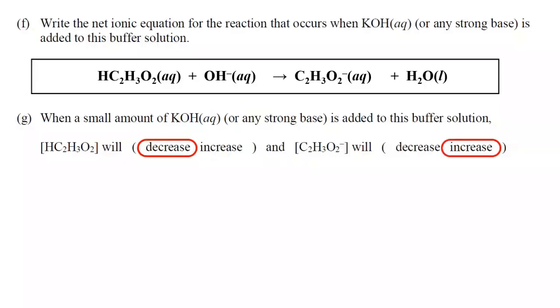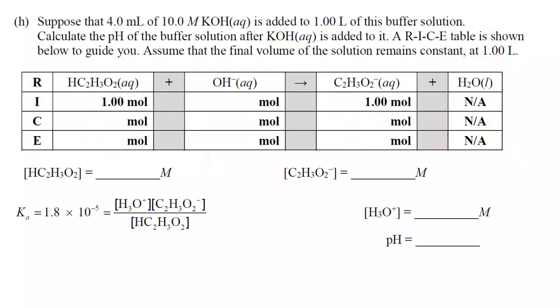Now, as we move on to part H of this question, this will be very similar to what we had done back in part D of this question. So we have our rice table, we have our reaction filled in the top row of the rice table, but this time it's the reaction between hydroxide ions, not hydronium ions. So hydroxide ions are reacting with acetic acid to produce acetate and water.